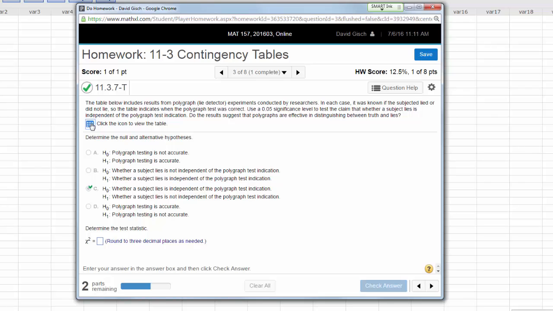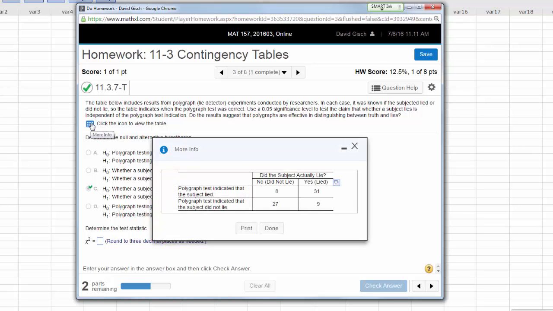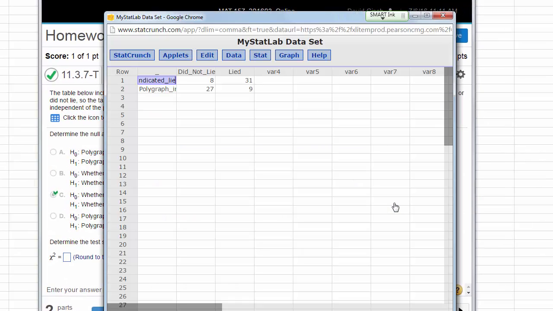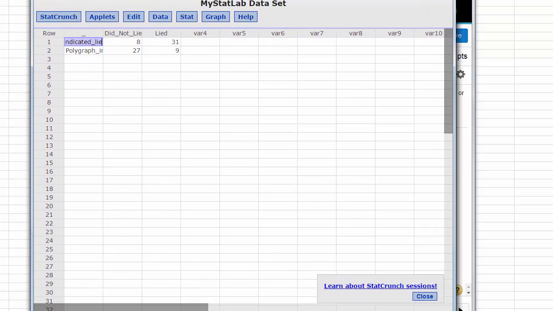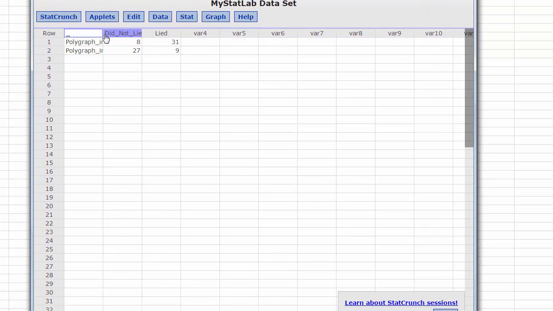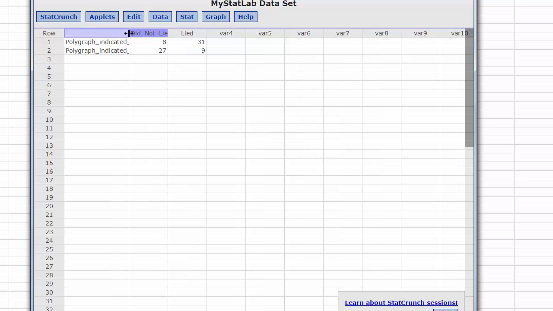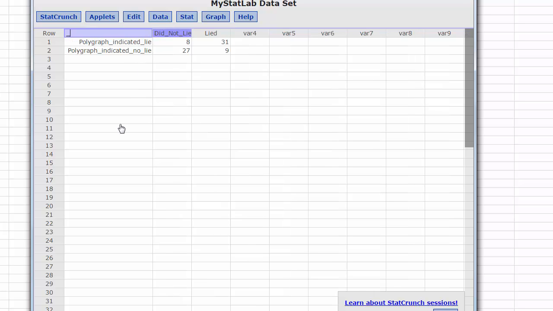Okay, so let's jump into StatCrunch then. If you see they've got the data here, you can click this icon and have it open a window in StatCrunch for you. Let me make this a little bit bigger for us. I need to grab my mouse, using my pen icon is just not working too well there. All right, so there we go. The rows are polygraph indicated a lie and polygraph indicated no lie, and the columns are did not lie and lied.